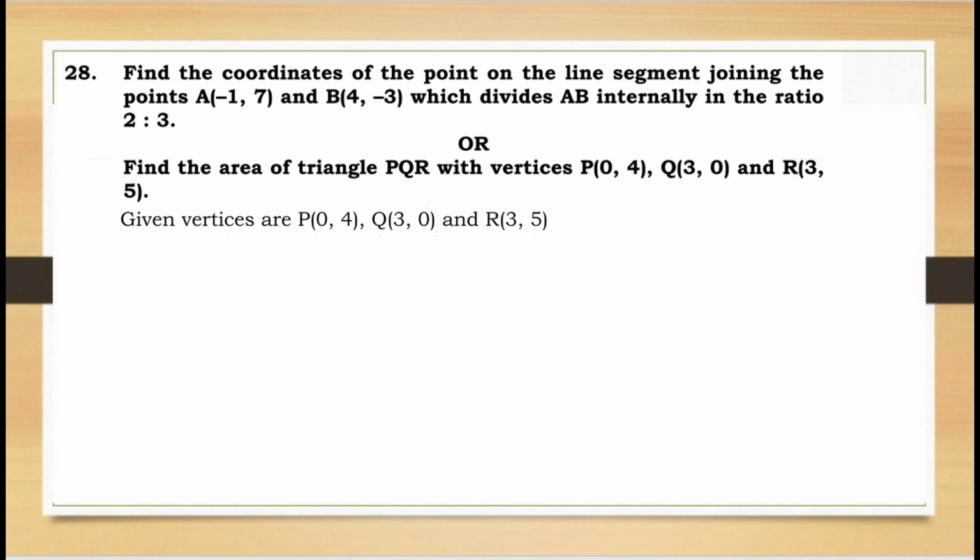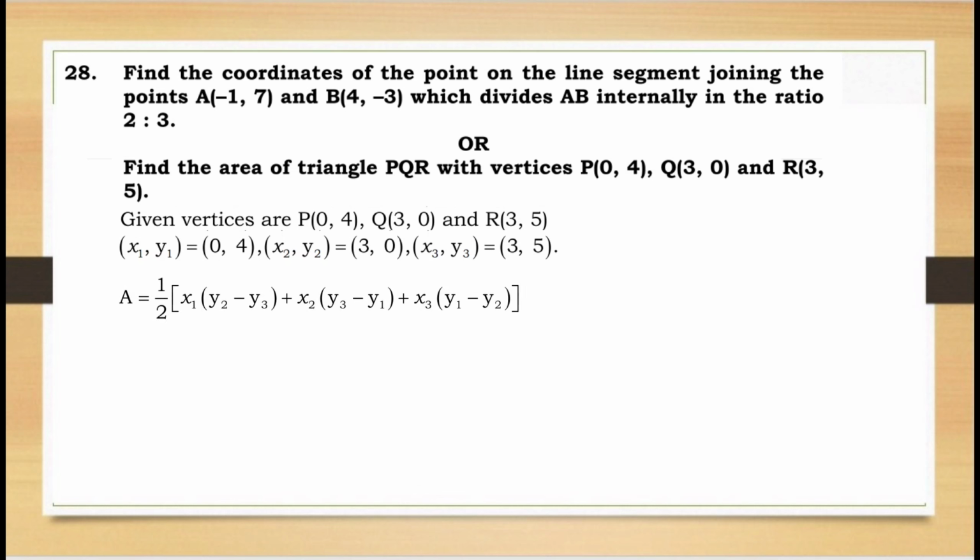Compare this with (x1, y1) equals (0, 4), (x2, y2) equals (3, 0), (x3, y3) equals (3, 5). So we know that the area of a triangle whose vertices are (x1, y1), (x2, y2) and (x3, y3) is A equals half of x1 into (y2 minus y3) plus x2 into (y3 minus y1) plus x3 into (y1 minus y2).